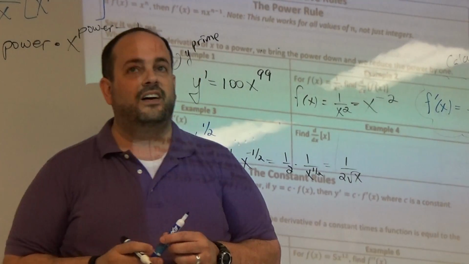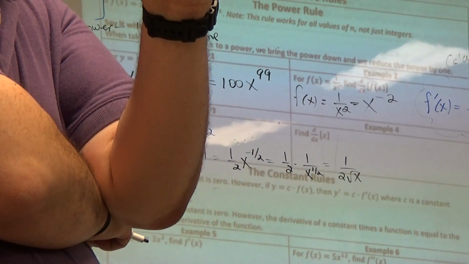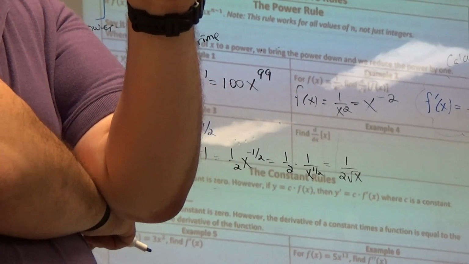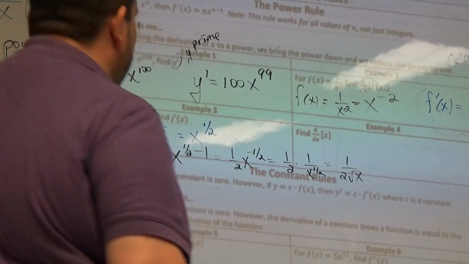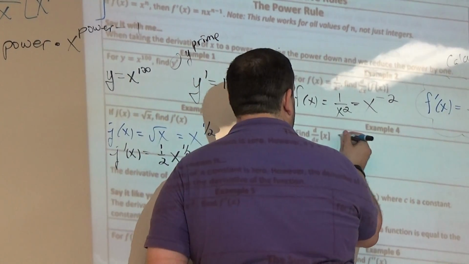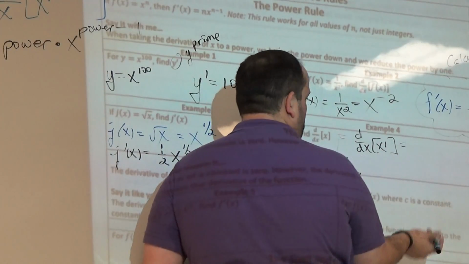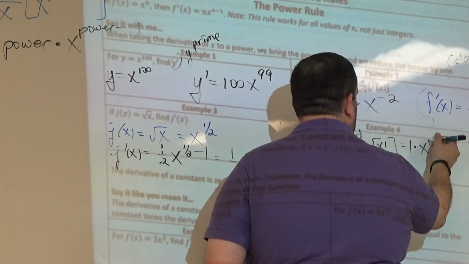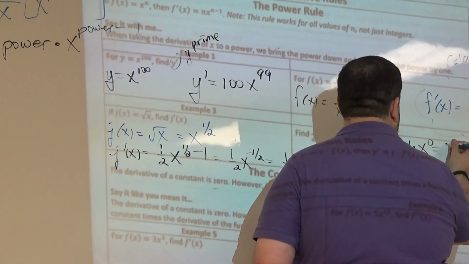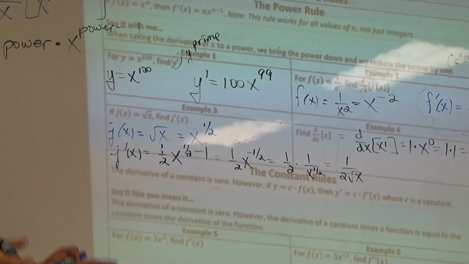Okay, fourth one, derivative of x. Is that x to a power? No. It's x to the 1. Right, there's that hidden 1 in there. So I'm asking you to find the derivative of x to the first power. So if I use my power rule, I'm going to get 1, x to the, reduce the power by 1, 0. X to the 0 is 1. So the derivative of x is just 1.